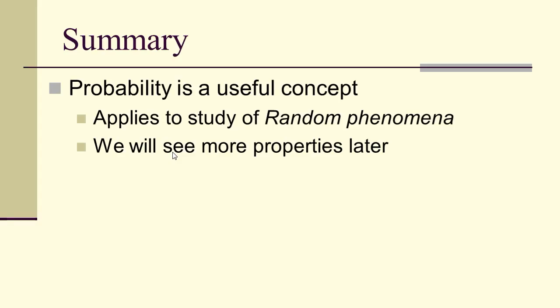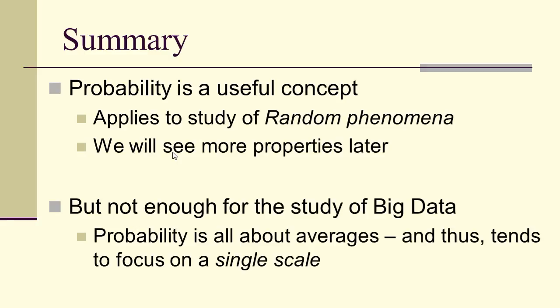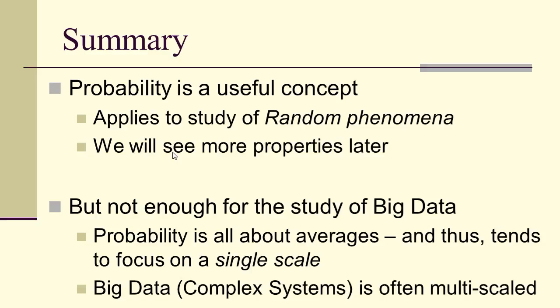So in summary, probability is very useful, applies to the study of random phenomena, and we'll see more properties as we go through the course. But probability is not enough for the study of big data. Probability is all about averages, and averages are all single scale. Big data, on the other hand, is often multi-scaled.